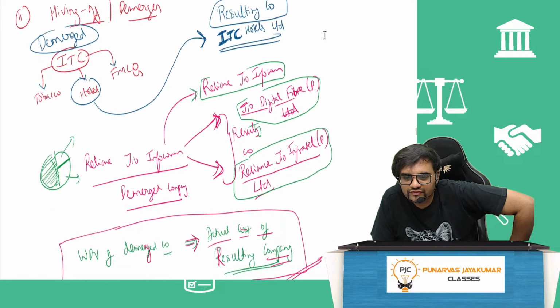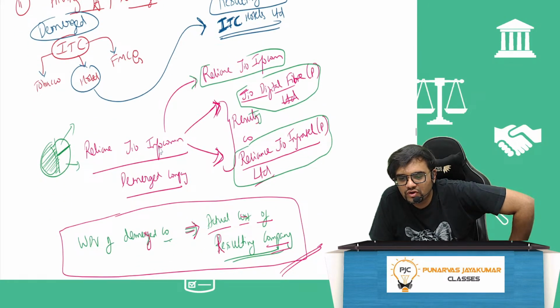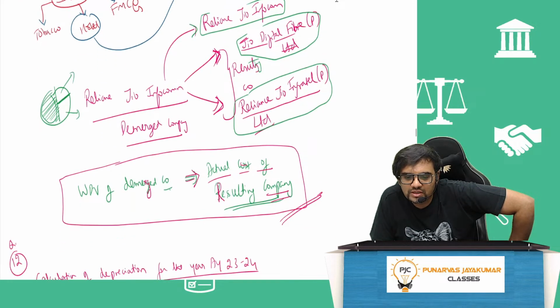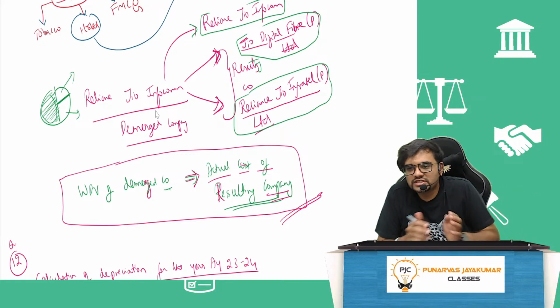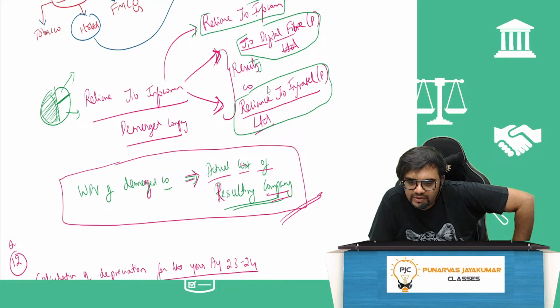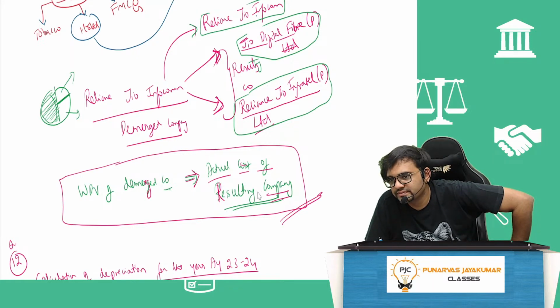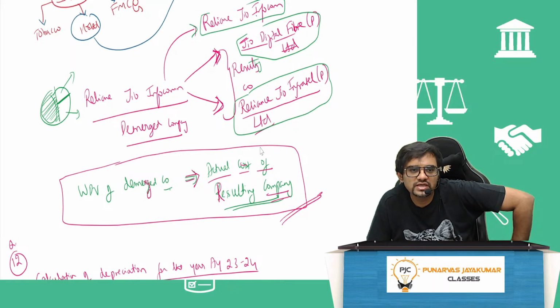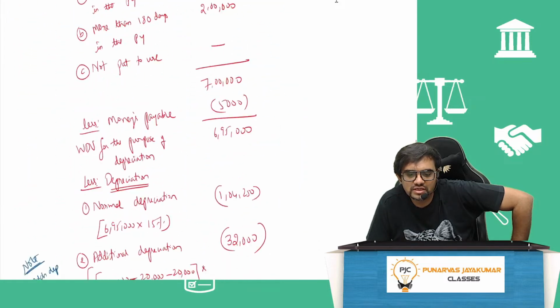Similarly, hiving off. Reliance Jio Infocom demerged into Jio Digital Fiber Private Limited, Reliance Jio Infratel Private Limited, and others. So the WDV of the demerged company, that is Jio Infocom, whatever WDV it has, I am using it and splitting it. All these three companies will also record it at the same rate, as the actual cost of the resulting company.